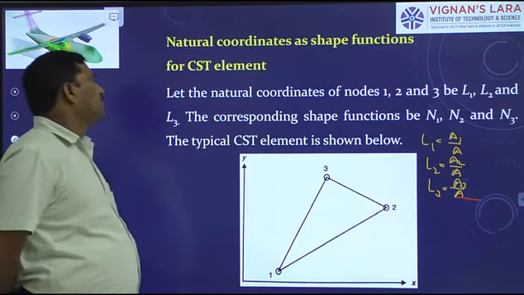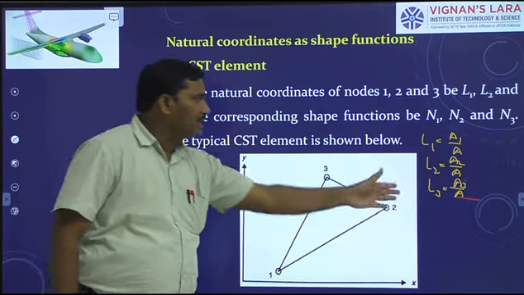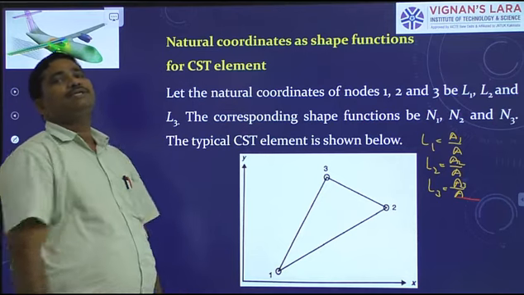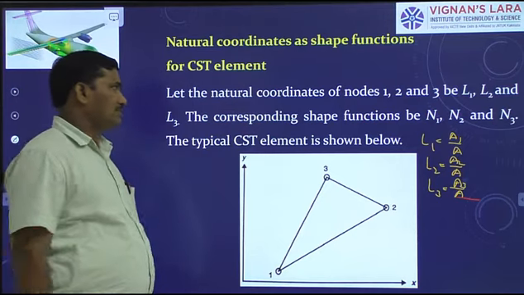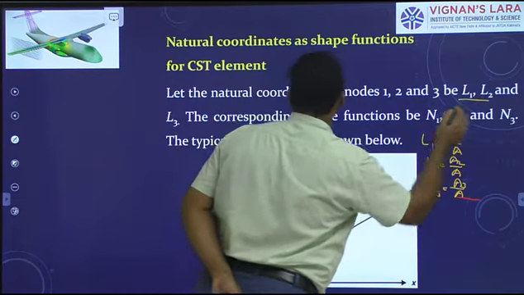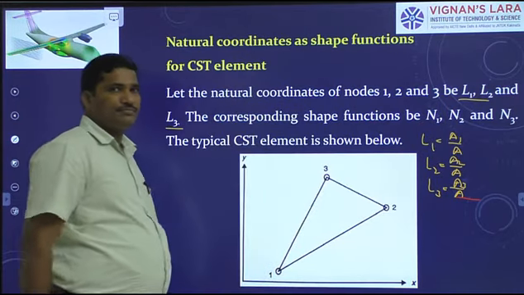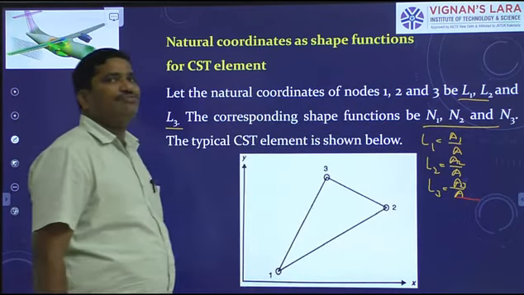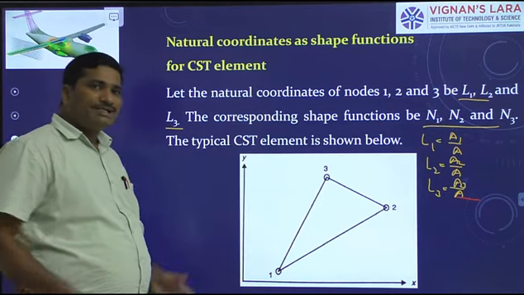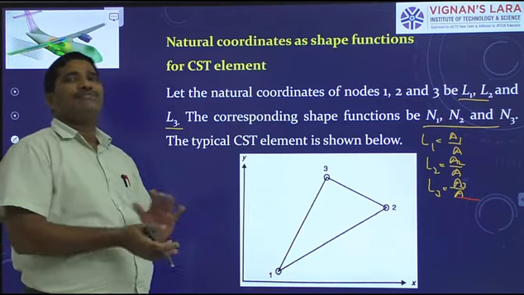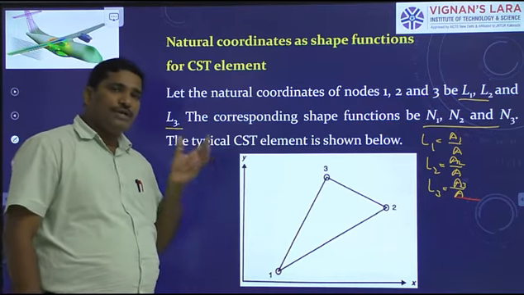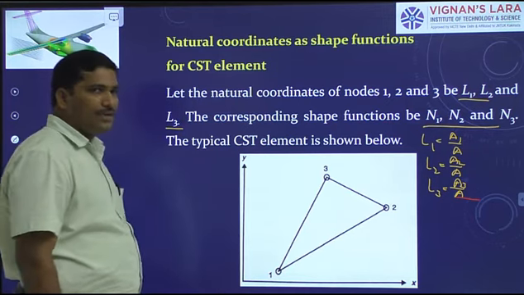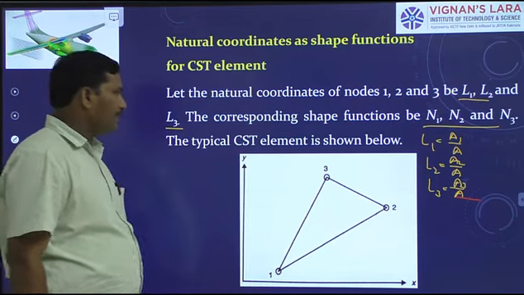Now, we shall see these natural coordinates as the shape functions. We can use the same natural coordinates as the shape functions. How is it possible? Let L1, L2 and L3 be the natural coordinates, and N1, N2 and N3 be the shape functions. What is a shape function? A shape function is an interpolating function. It is used to interpolate the unknown displacement field with nodal field variables.